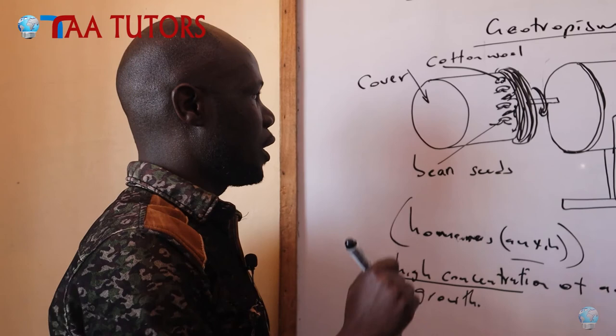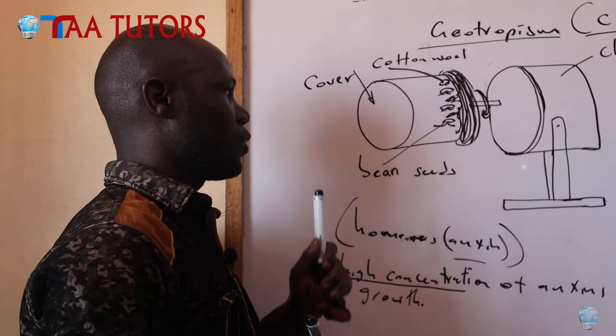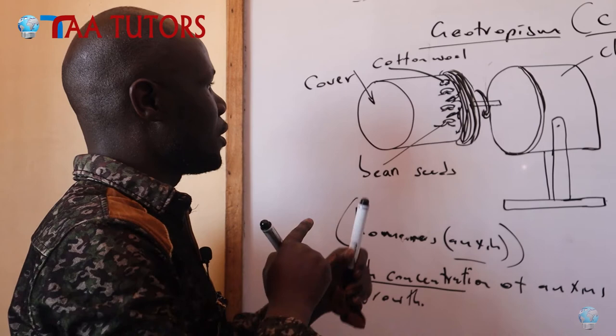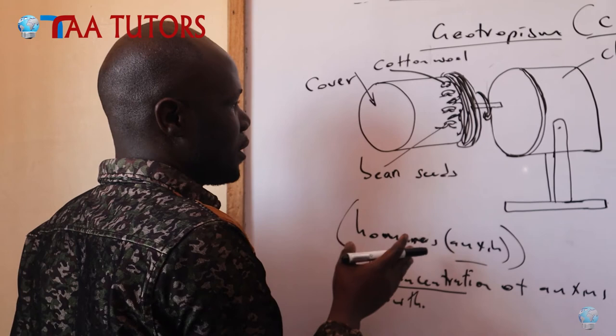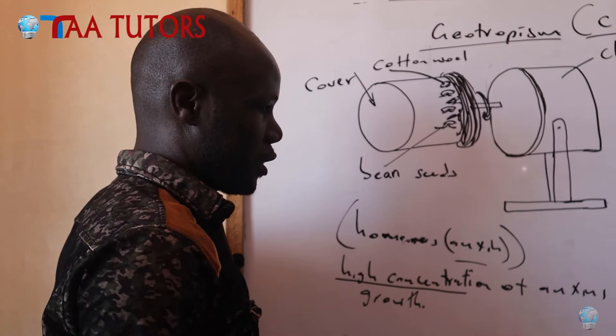Now when this container is rotating, the key thing is that that rotation is having an effect on the gravity that we want to test with our auxins. And what is the effect here? It is cancelling. It is doing away with the gravity. So the influence of gravity is totally missing when this thing is rotated. Therefore, the auxins will not be having any response to the gravity because it is cancelled. So if it is cancelled, what is the meaning of that?